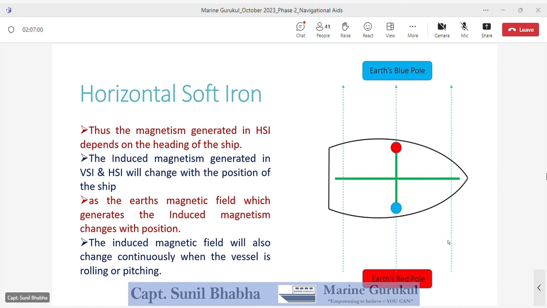Sir, so, if the vessel is rolling or pitching when we are at the equator... Sir, I am saying that in case of the rolling and pitching, the change of magnetism which is generated will be for a particular short time. That's right, beta, very short time. Okay, great, let's move ahead.